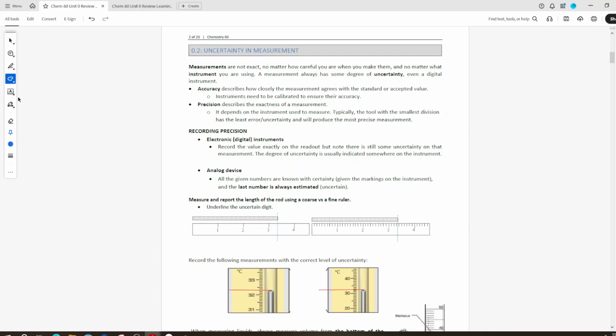So measurements are not exact, no matter how careful you are, and no matter what instrument you're using. There's some degree of uncertainty, even in a digital instrument. So we're going to talk about two different things here. There's accuracy versus precision. Accuracy is describing how closely a measurement agrees with a standard or accepted value.